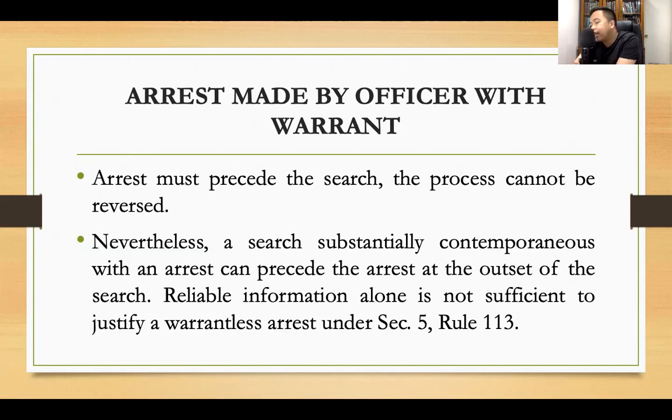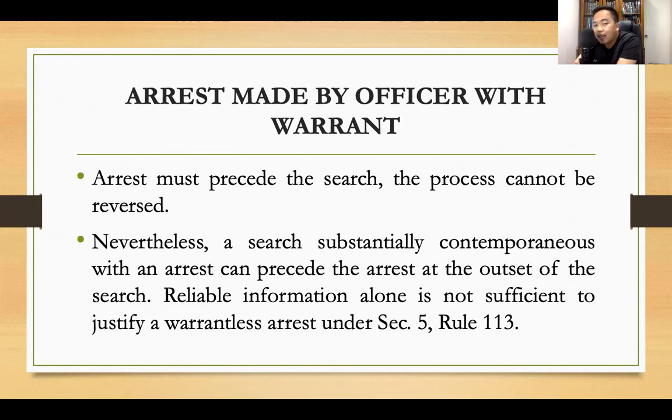Now, class, in case that there is a valid arrest, then the arresting officer may conduct a search. That is what is called a search incidental to a valid warrantless arrest. Now, take note that the arrest must precede the search. In other words, the arrest must be effected first before the search. It should not be the other way around.